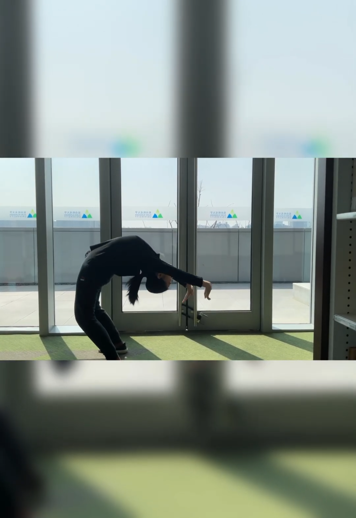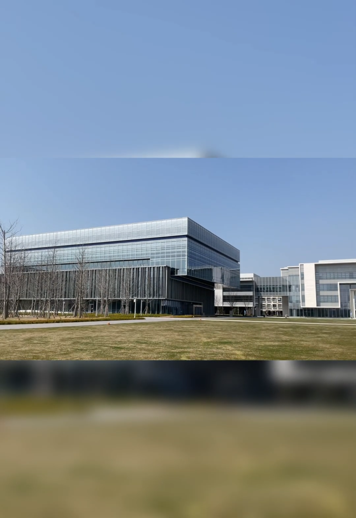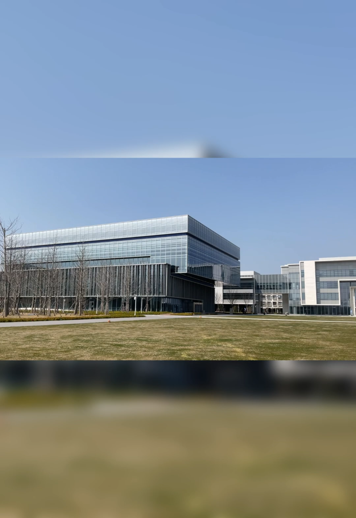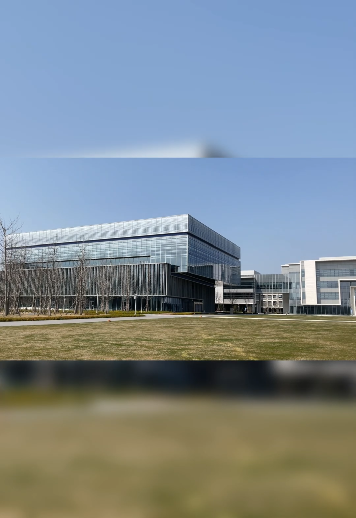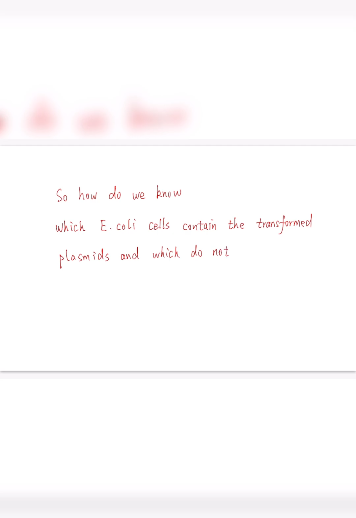However, there's yet a problem. As shown by me, although the plasmids can get into the cells and transform the cells, the cells will not look different. Just like the library building I was in. Although I am acting as a plasmid, the library building will not look different, and it cannot be differentiated from other buildings. Similarly, transformants can also not be differentiated from the untransformed E. coli cells. So how are we going to determine which E. coli cells contain the transformed plasmids and which do not?